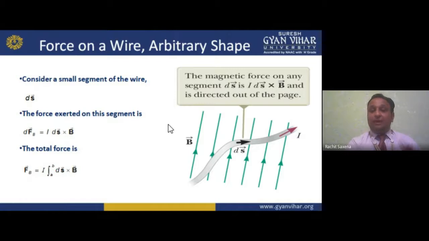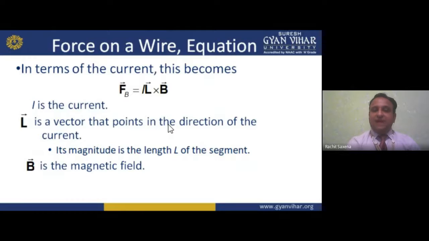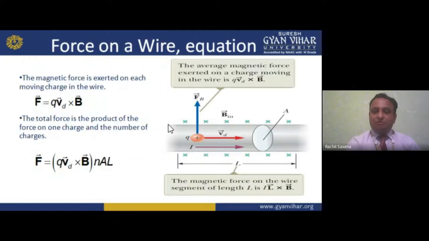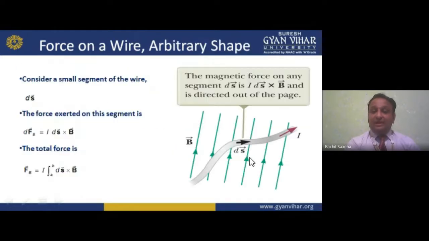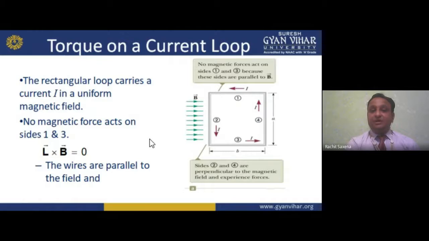The force on a wire of arbitrary shape. But if I'm talking about IL into B, that is the force on a simple wire. But if I am taking an arbitrary shape, the equation changes, and the equation becomes FB is equal to I integration, because the limit is there, from A to B, of DS cross B. So I hope you understand arbitrary shape.